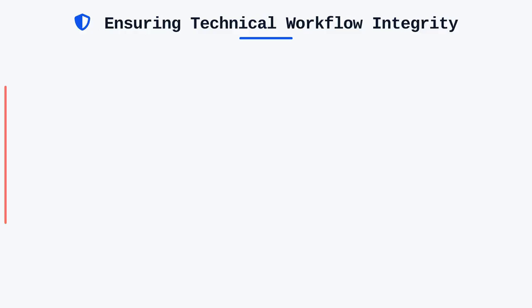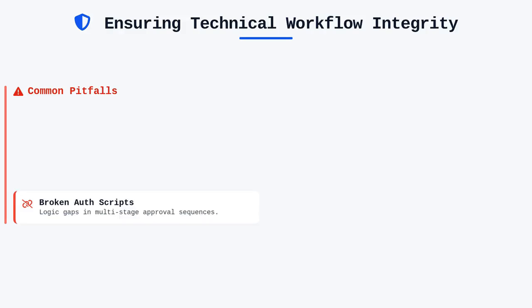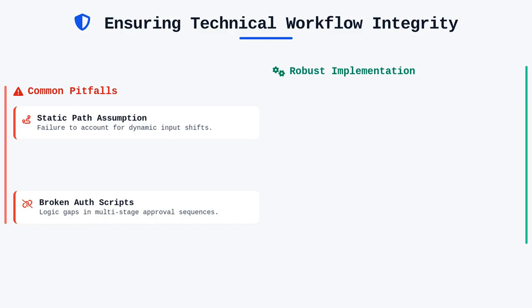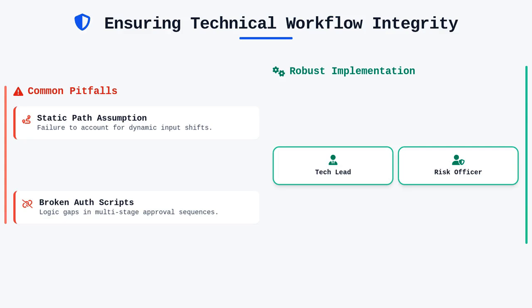To ensure the technical integrity of these workflows, we must address the common pitfalls that lead to state transition stalls or broken authorization scripts. Often, an exception workflow fails because the logic assumes a static path, whereas a robust implementation must account for multiple approval stages that may change based on dynamic inputs. If an exception requires both a technical lead and a risk officer, the workflow designer must use parallel or sequential flows that gracefully handle rejections or modifications.